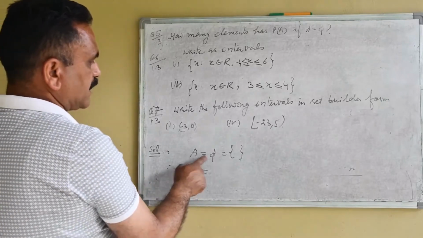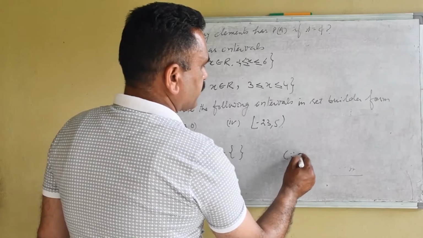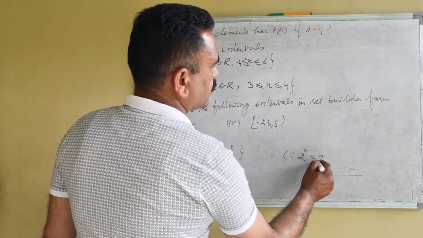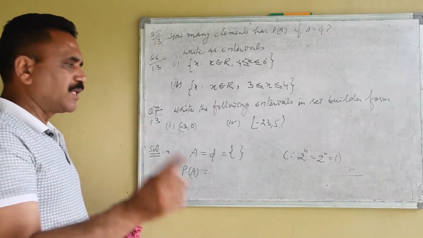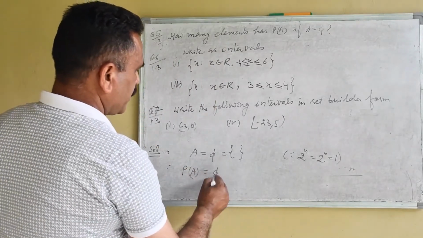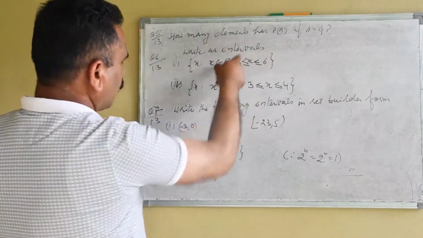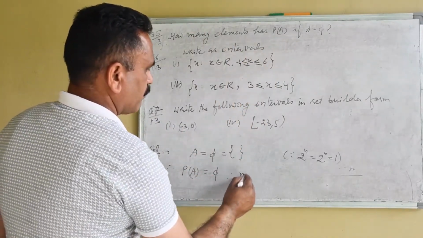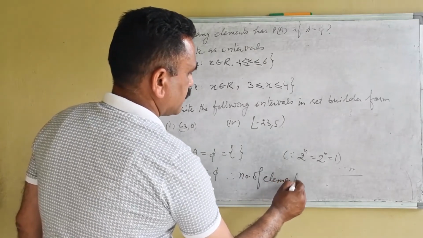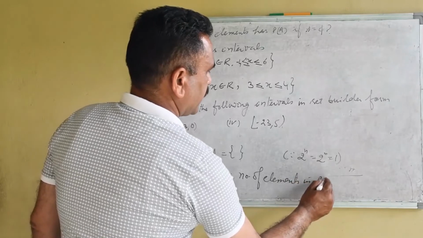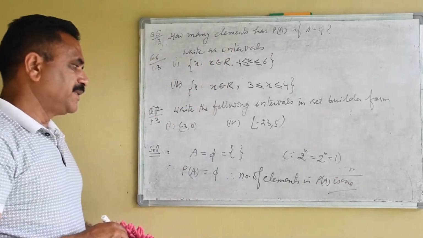So now, in the given set, how many subsets will there be? No element is there. We have seen the formula 2 raised to the power n, so 2 raised to the power 0 is equal to 1. Therefore, it has only one subset. What is that? Phi. Therefore, P of A is equal to {phi}. Then what is required from us? How many elements? Therefore, the number of elements in P of A is 1. Only one element will be there.